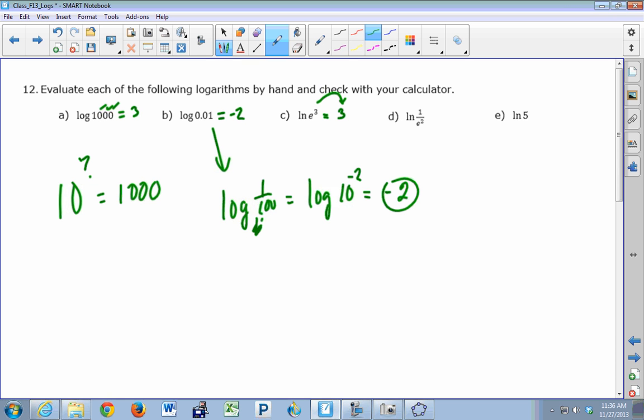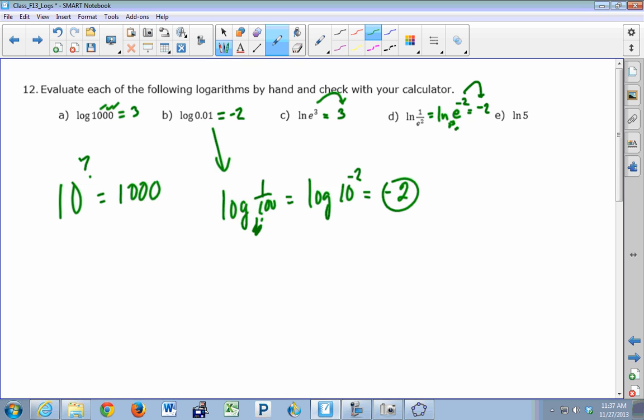The next one I rewrite. I write it as e to the negative 2. My bases are the same. How do I know my base is the same? Because when I write that ln, it's really like the log of a little e there. So my bases are the same. I lift off my exponent.